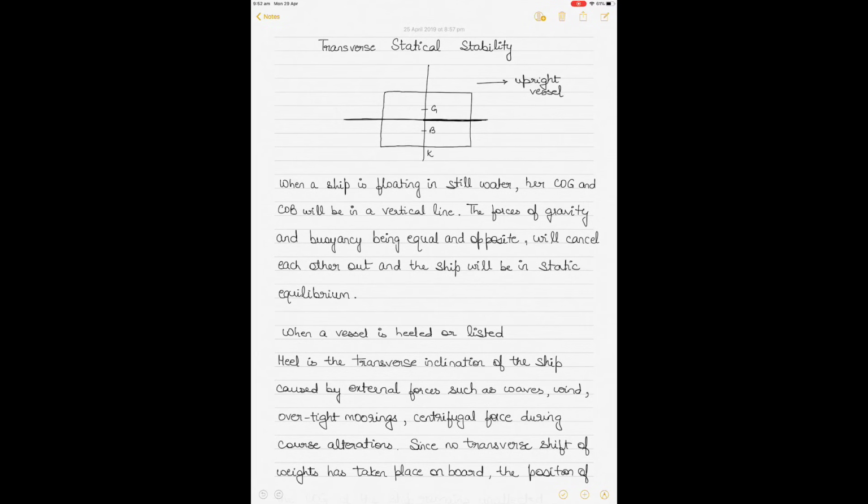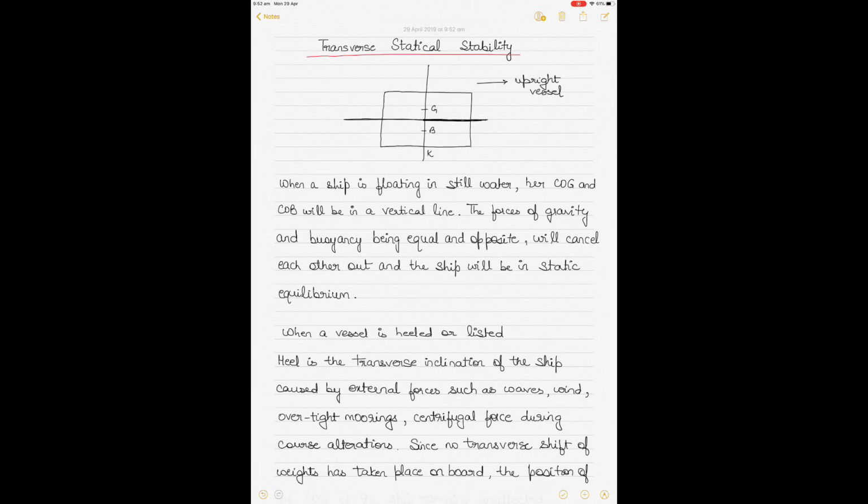So this is video 8 in the series of videos on ship stability, and today's topic is transverse statical stability. In this transverse statical stability, I'll discuss a bit of theory and then end this video with 3 or 4 different types of questions to show you how the theory falls in line with the numericals that you may get in the exams. Alright, so let's start with taking an example of an upright vessel.